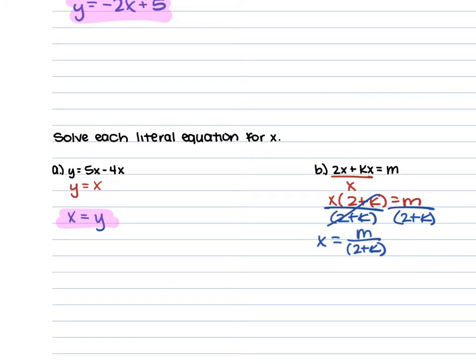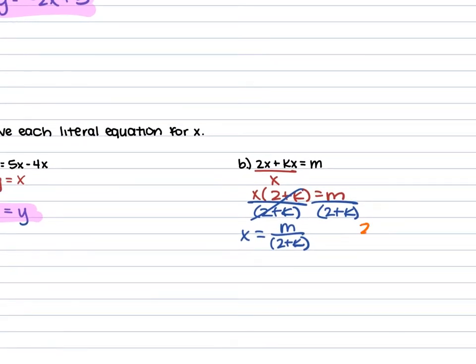You got to tell what k is not equal to. So take that 2 plus k, set it not equal to 0. Subtract the 2 from each side, so k cannot equal 0. That's part of your answer.